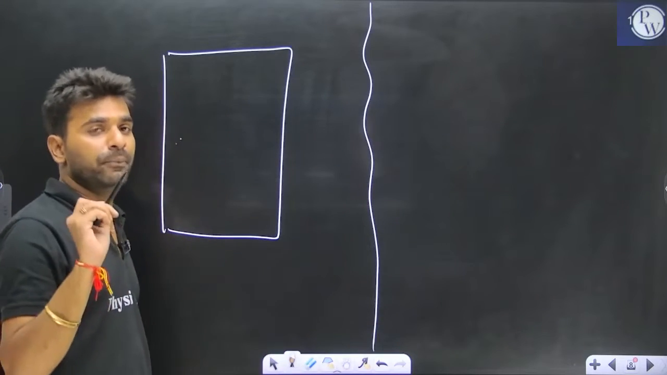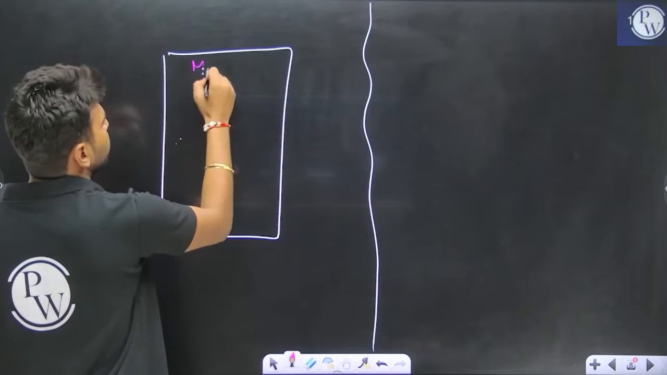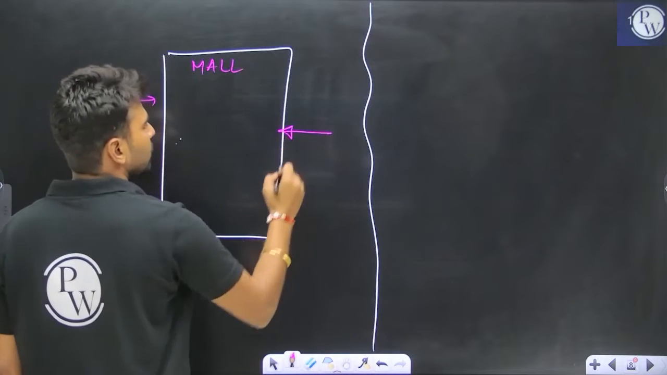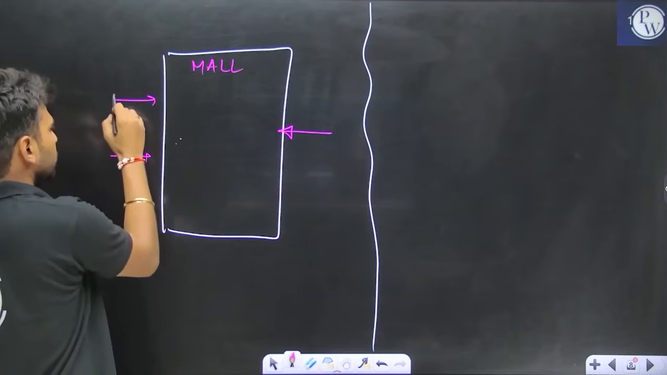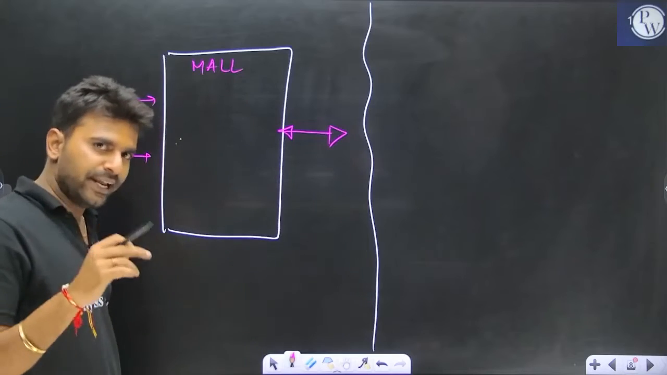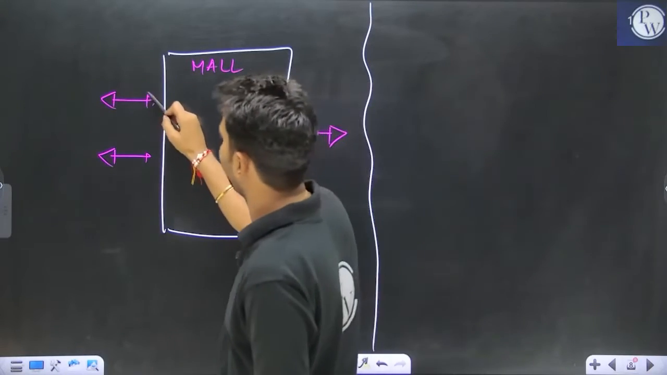That's why I told you permutations and combinations is more about how the problem is given to you. Let's say this is a mall and these are the 3 gates. Why I am marking these gates like this is because you can enter and exit. You can enter and exit from the same gate as well.